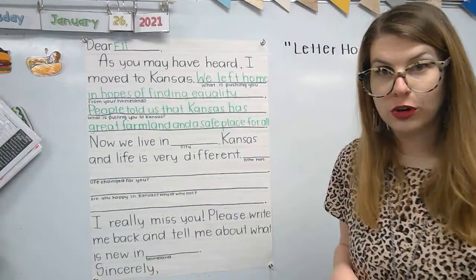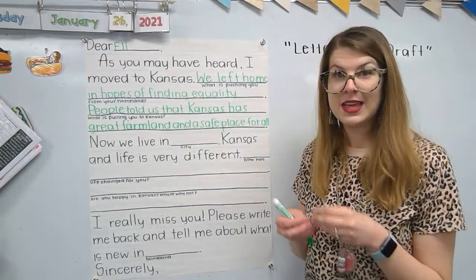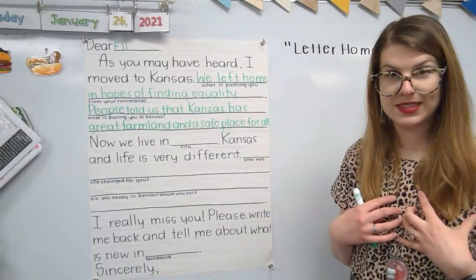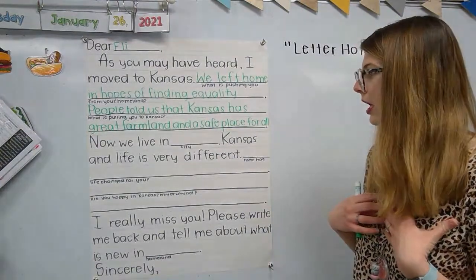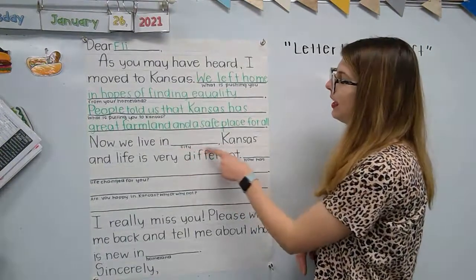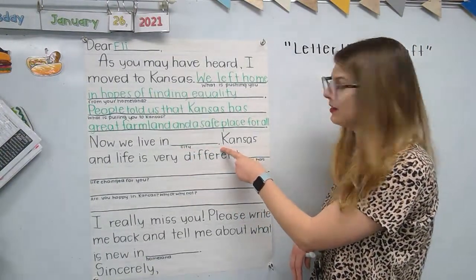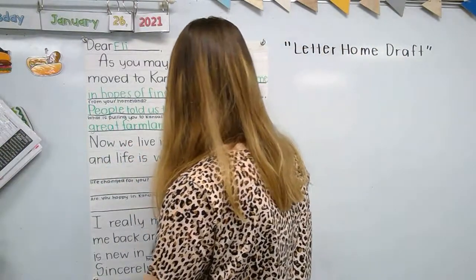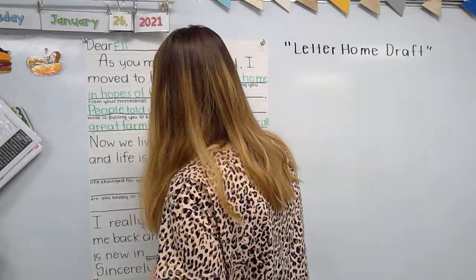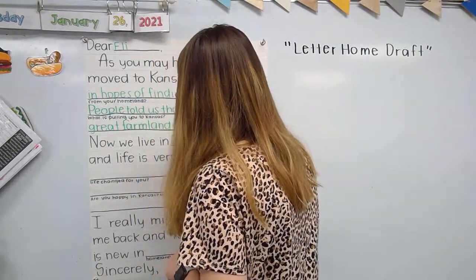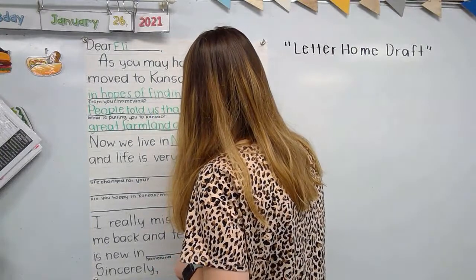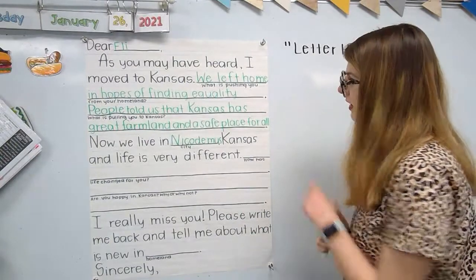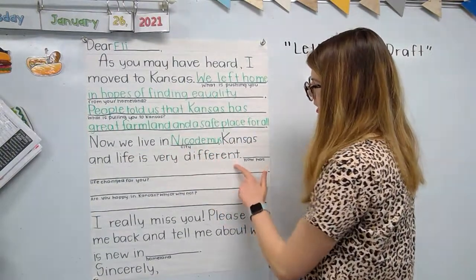Each of our settler groups found a specific place in Kansas to live in. And for my group of settlers, it was Nicodemus, Kansas. That was the city that they chose to live in. So I'm going to put specifically the name of the town, Nicodemus, before the word Kansas. Now we live in Nicodemus, Kansas, and life is very different.